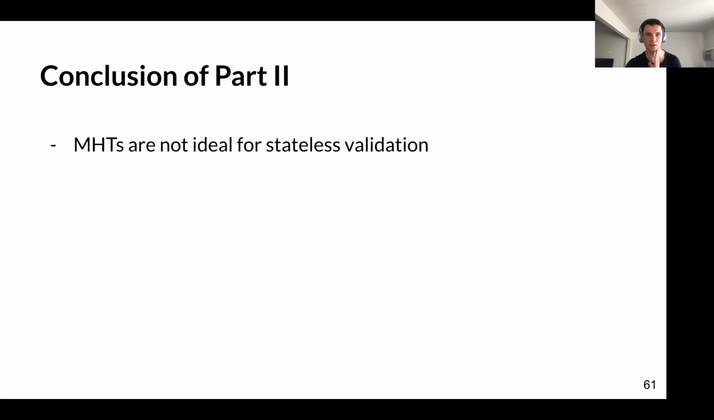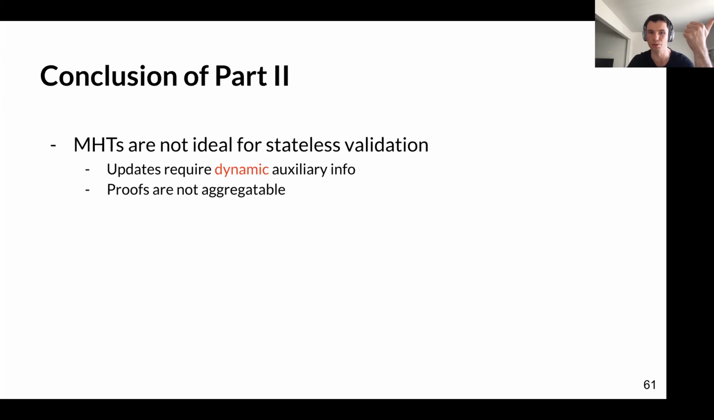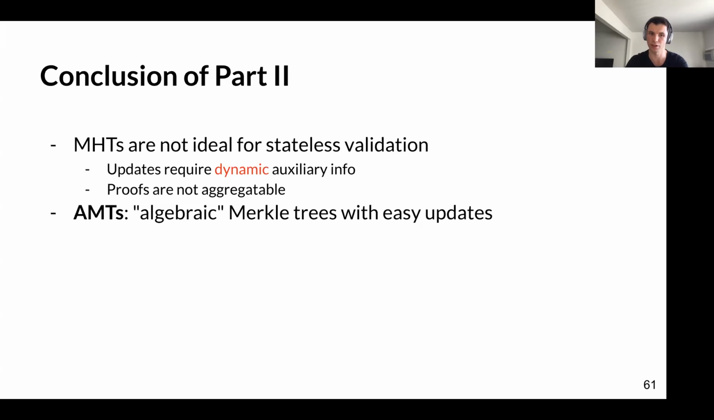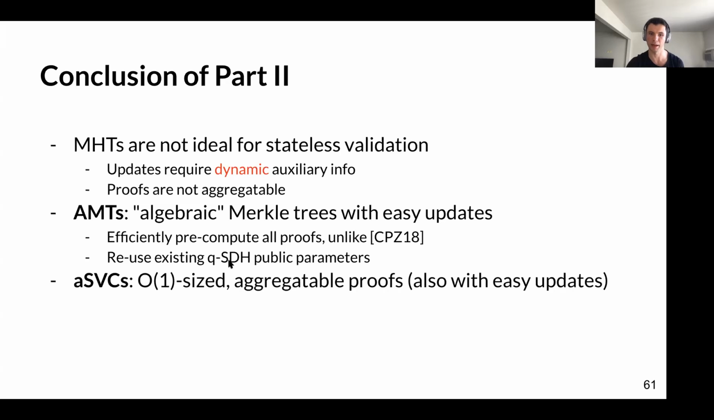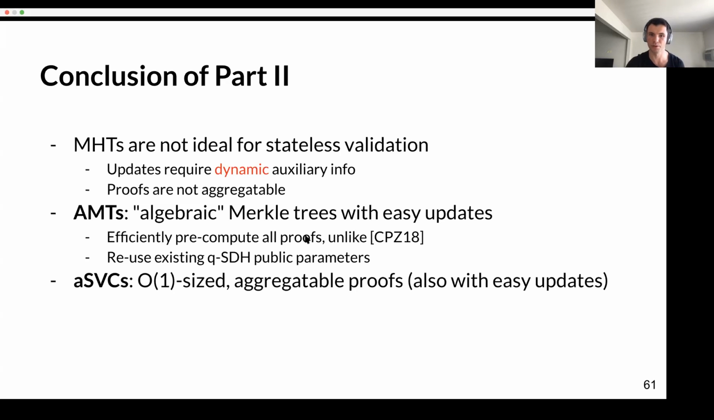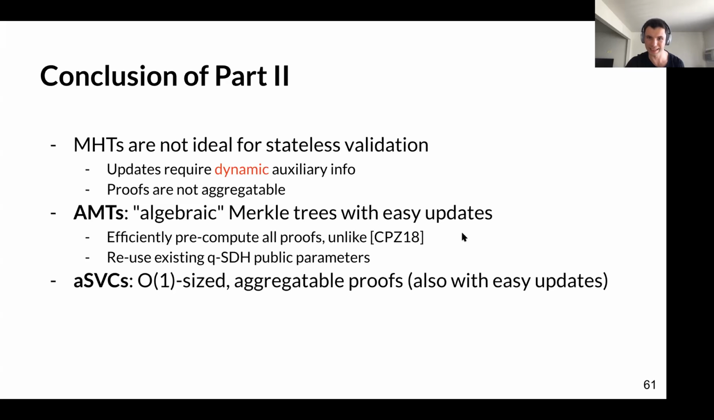And that's that. So again, to conclude this part of the presentation, what I was trying to say is that Merkle hash trees are not ideal for stateless validation because they don't support aggregation and they require dynamic auxiliary information to do the updates. And we give a first construction called AMTs, which you can think of as algebraic Merkle trees that support updates with static info and also support pre-computing all proofs, just like Merkle hash trees, but not like the CPZ VC. And it can reuse existing public parameters. And then we improve upon this by making its proofs constant size and aggregatable while maintaining the easy updatability and the reusing of the parameters and the proof pre-computation, which, by the way, I didn't go into in detail.